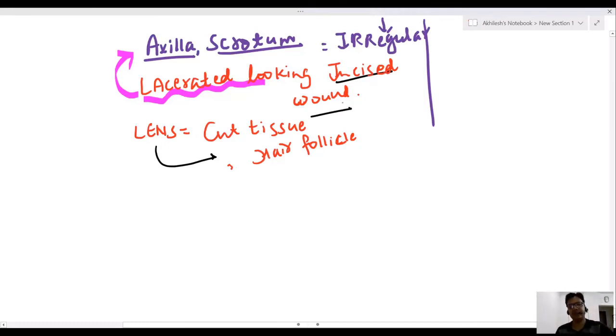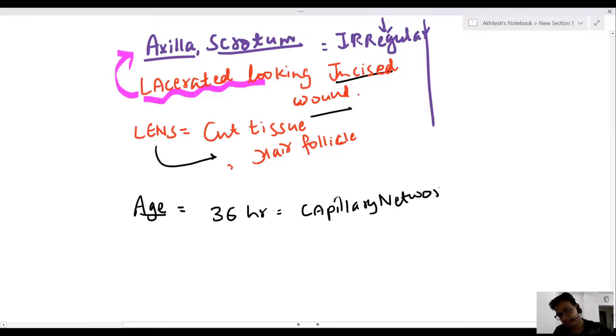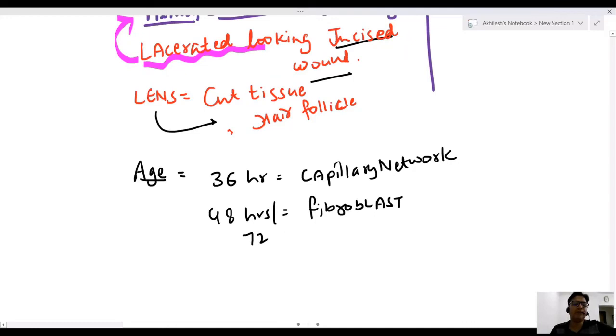Now, sir, how to decide the age of an incised wound? A very important MCQ. At 36 hours of an incised wound, a capillary network is seen. At 48 hours after an incised wound, fibroblast is seen. This question comes in exams: 48 to 72 hours, fibroblast is seen.